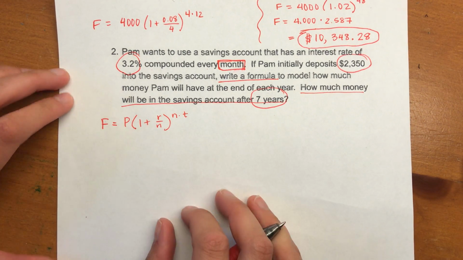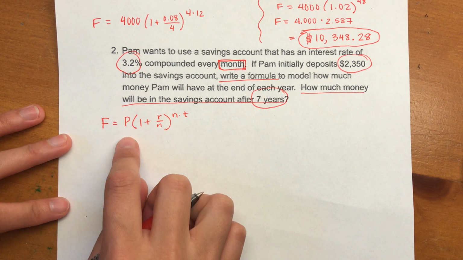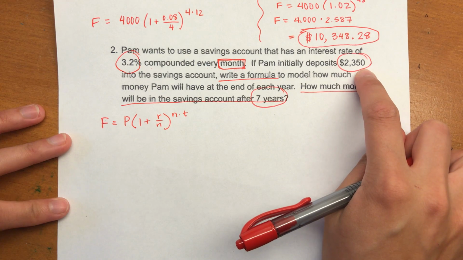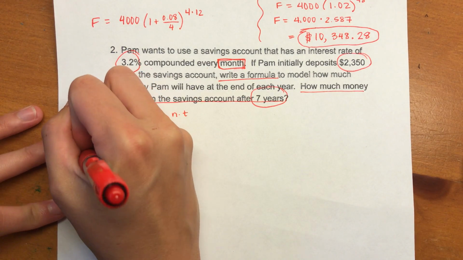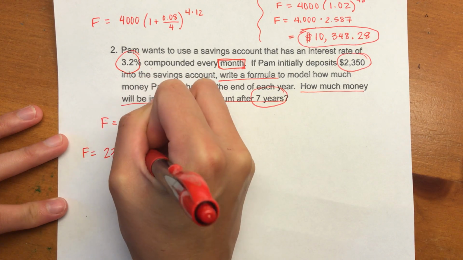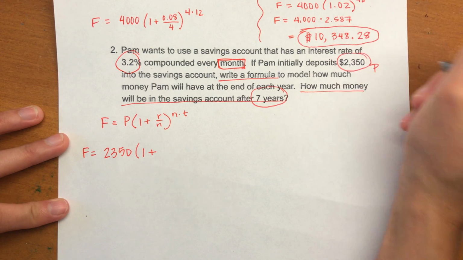Okay, so let's start with P, because we know P is always an initial value. So it says if Pam initially deposits $2,350, that's my P. So I'll have F equals $2,350 times 1 plus. Now what's my rate? So this was my P value.